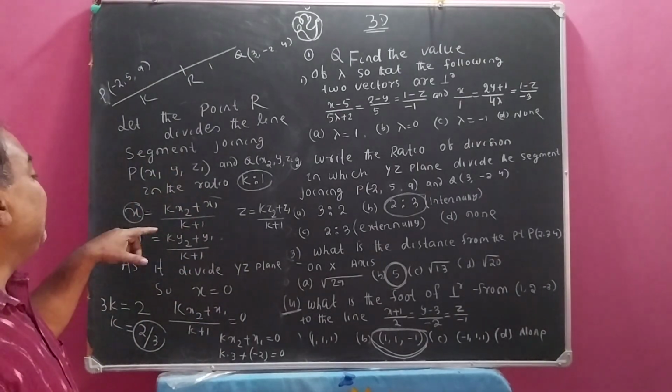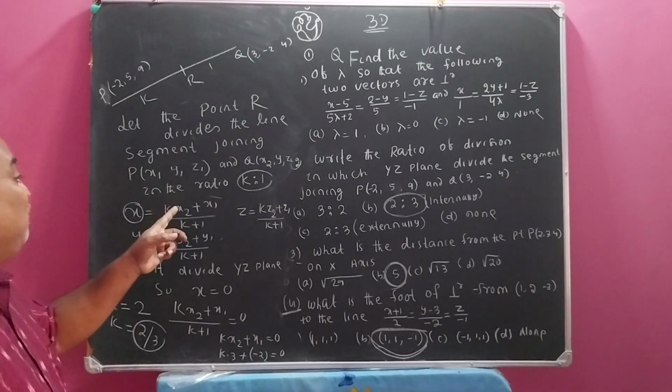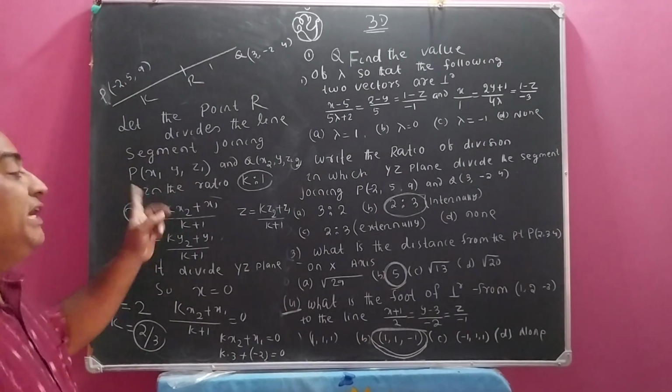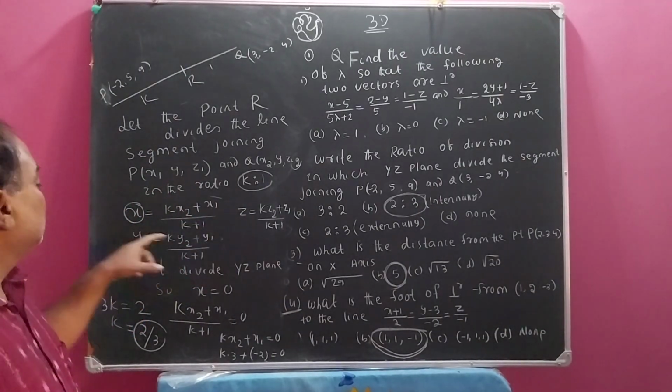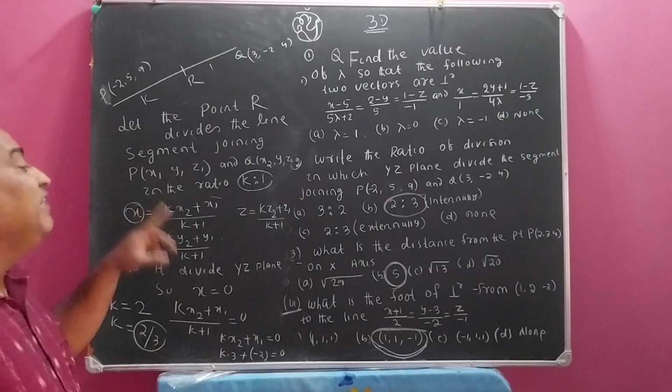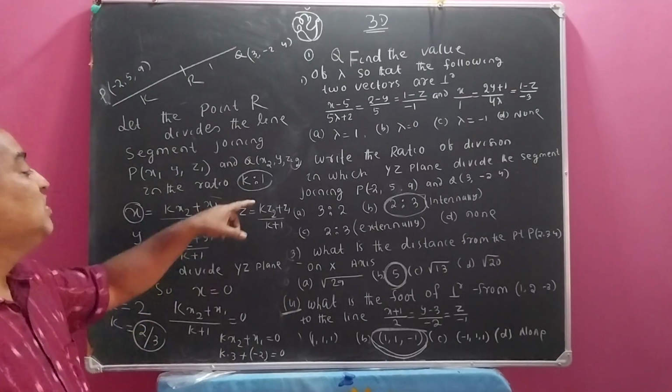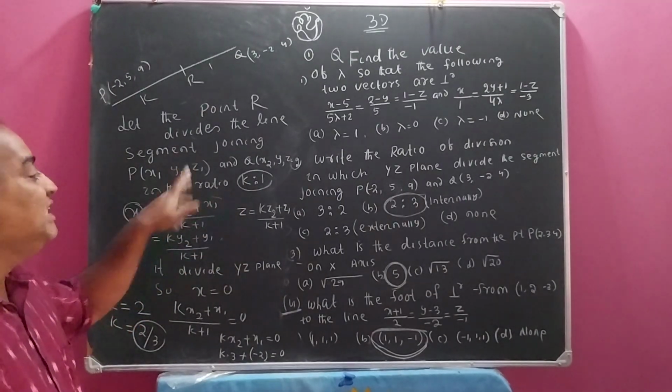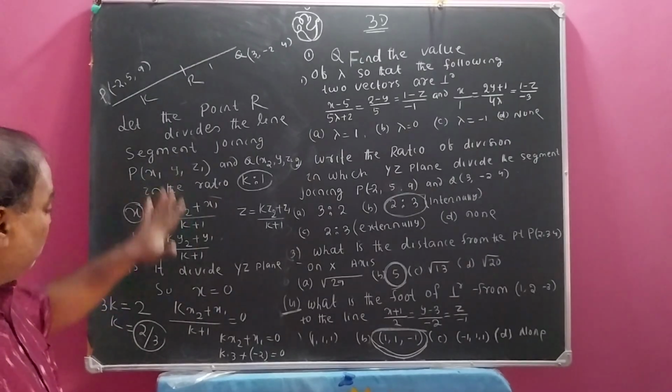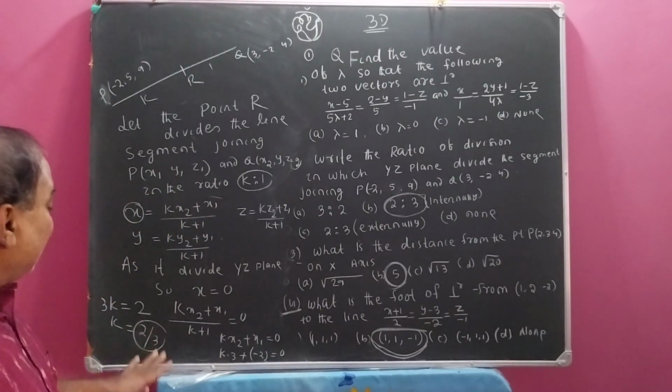When it divides the yz plane, it means x is equal to 0. If it divides the zx plane, then y must be 0. If it divides the xy plane, then z must be 0. So in this manner, the question will come, and you have to work out these problems like this.